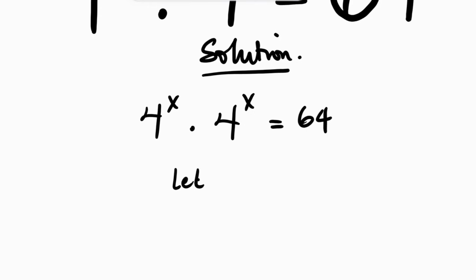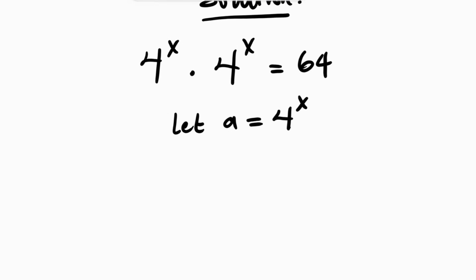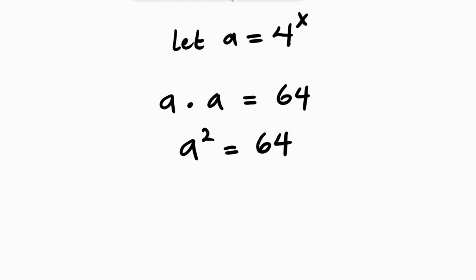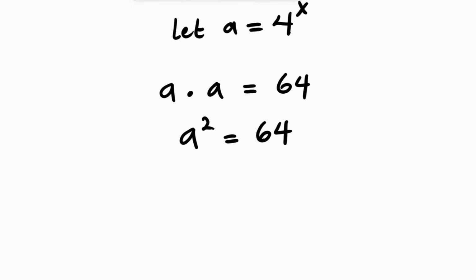Now we say let a equal 4 raised to the power x. So we have a times a equals 64. A times a will give us a squared, that is equal to 64. So now, if we return our 4^x back, what we have is (4^x) raised to the power 2 equals 64.